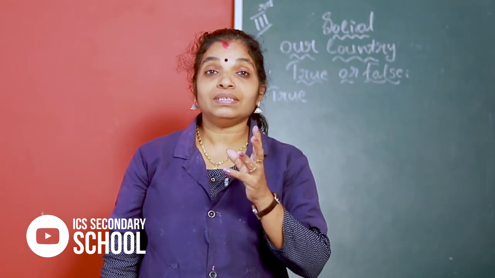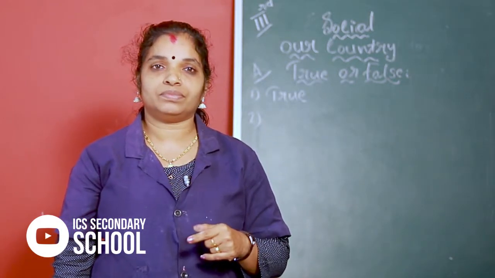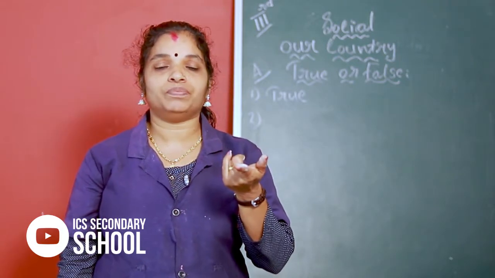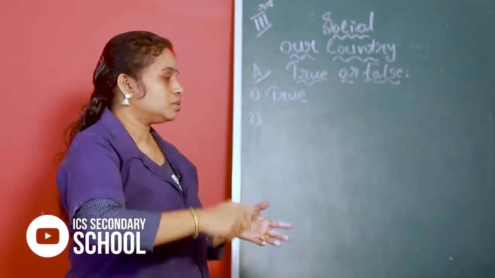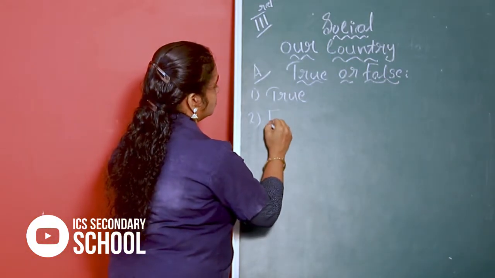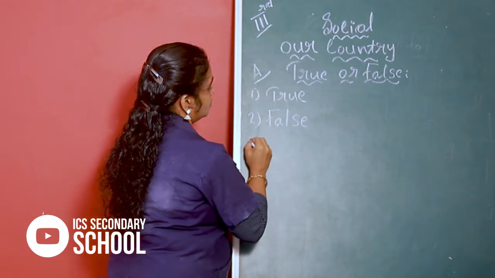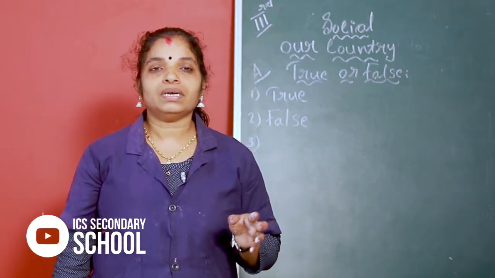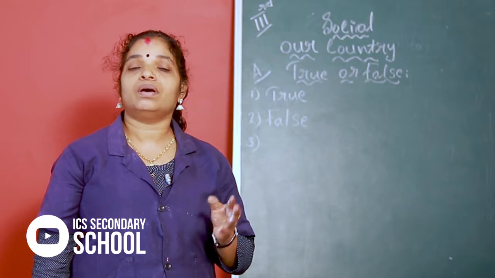Kanchenjunga is the highest peak in the world. Is it true or false? Answer, false. Kanchenjunga is the highest peak in the world. Answer, false.